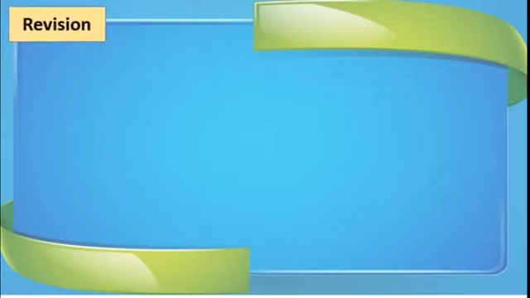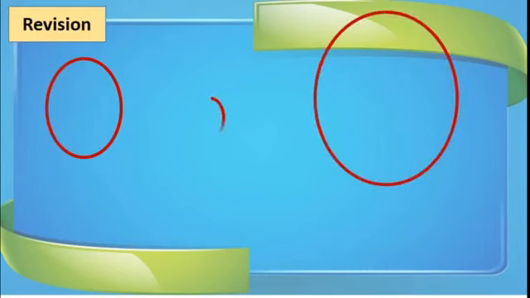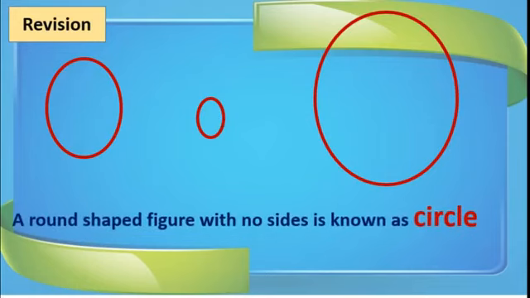Now the another shape, see this. This you know, this is a round, or you call it a circle. Here we can see three different sized circles. Here we can write the statement like this: a round shaped figure with no sides. Remember, a circle has no sides, correct? No edges, no corners, nothing.